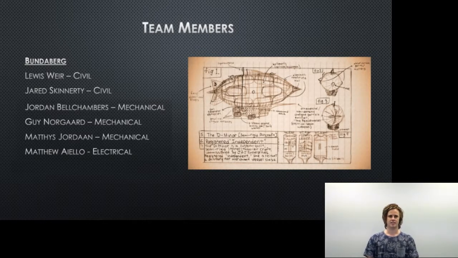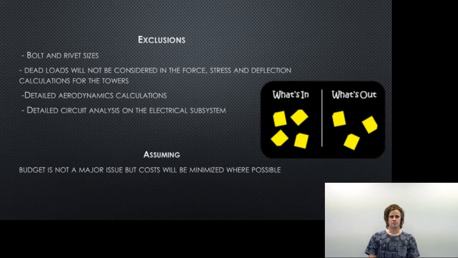project scope, outlining the exact scenario, expectations, inclusions, exclusions, and assumptions of the project. Some inclusions were, during the analysis of the towers, only the primary components will be taken into consideration. Bolt and rivet sizes will be excluded from research, calculations, and proposals. Also, dead loads will not be considered in the force, stress, and deflection calculations of the towers. Detailed aerodynamic calculations will not be considered, and detailed circuit analysis will not be conducted on the electrical subsystem.